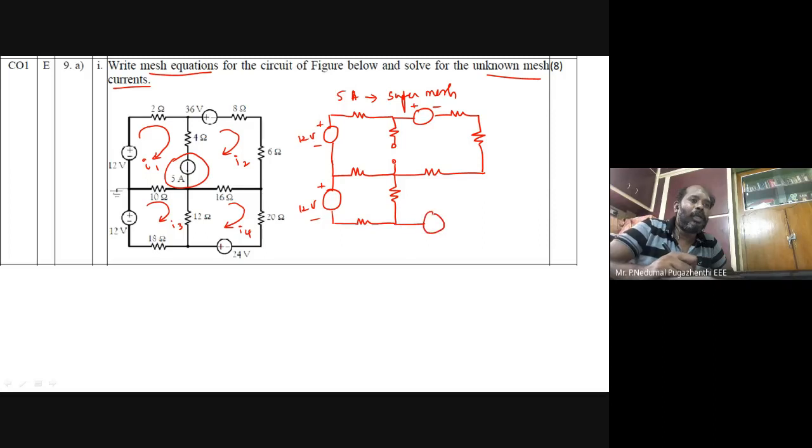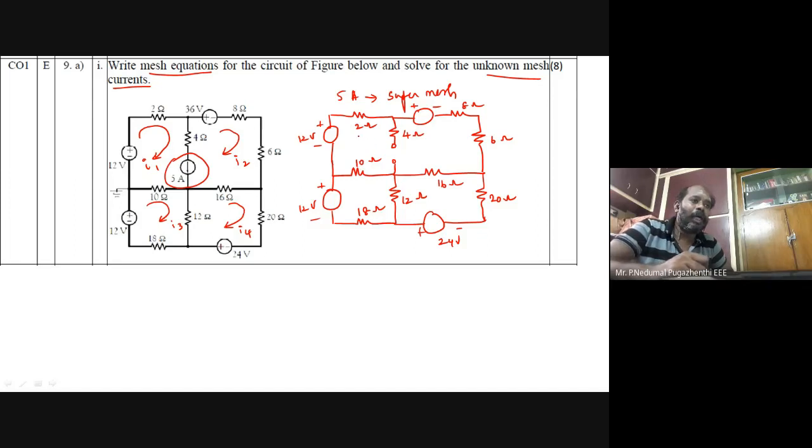Okay, so you have another 24 volt. This is a 20 ohm. This is 60 ohm. This is 12 ohms. And this is 10 ohm. And this is 18 ohm. This is going to be 4 ohms. This is 8 ohm. This is 2 ohm and 6 ohm. So all are filled actually.